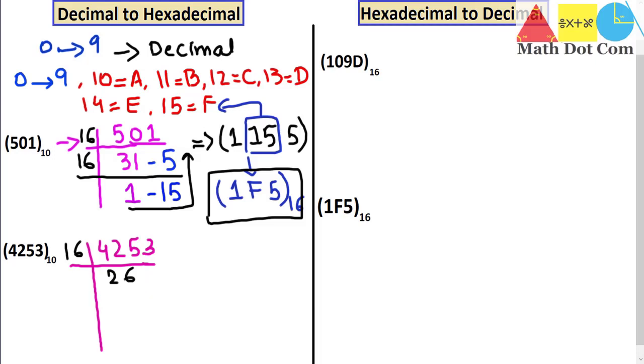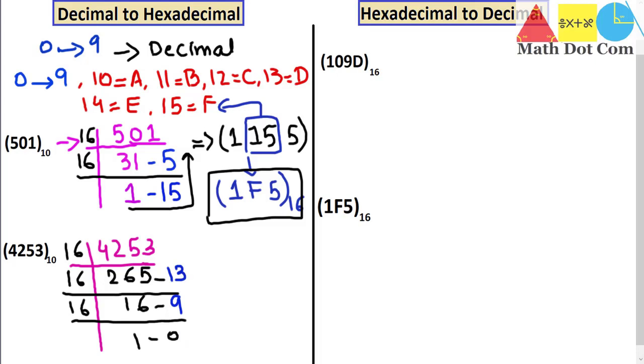The remainder will be 93. So for 93, 16 5s are 80, and the remainder will be 13. Then again we have to do the repeated division by 16. So 16 1s are 16, then 105, then again 16 6s are 96, and the remainder is 9. Again we have to do the repeated division by 16. 16 1s are 16, and the remainder is 0.